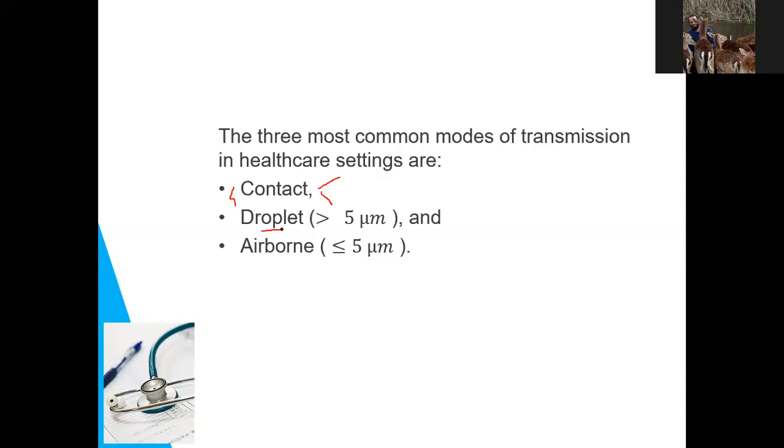Both droplets and airborne can be transmitted through the respiratory tract, but the difference is the size of the particle or nuclei. When we say there are droplets, the vehicle helping to carry the infectious agent has an approximate diameter of more than 5 micrometers. If the particle diameter is less than 5 micrometers, we call it airborne, meaning it can transfer over long distances.